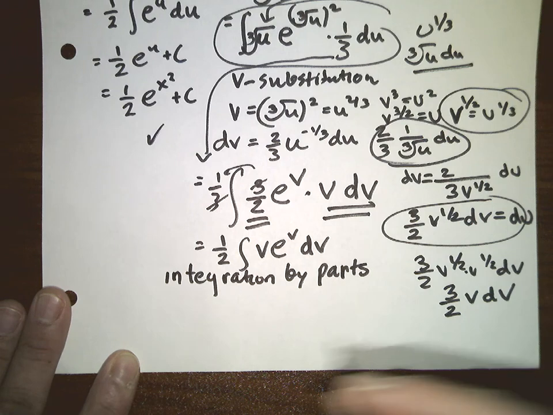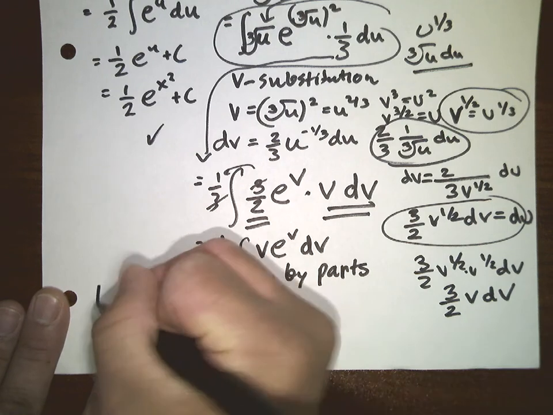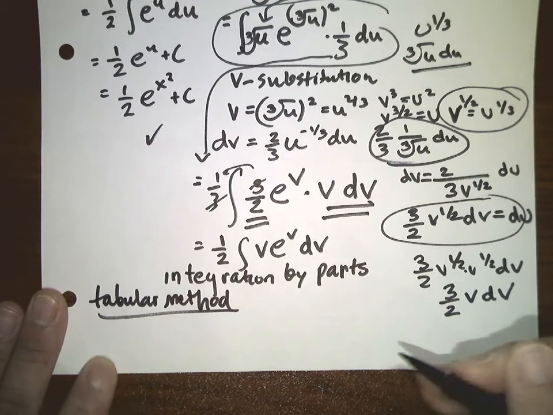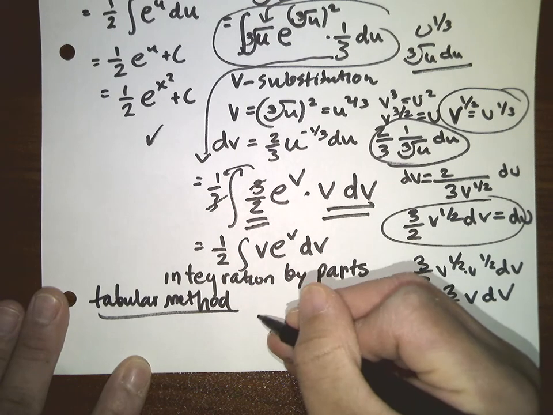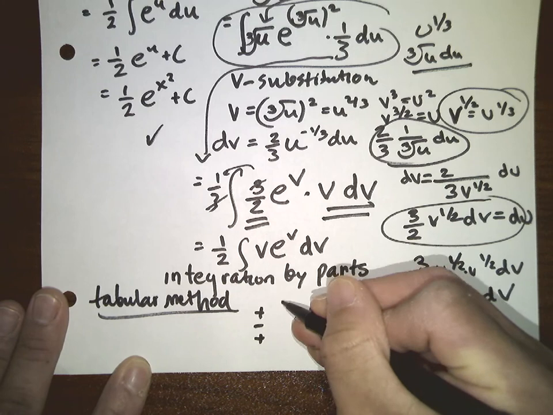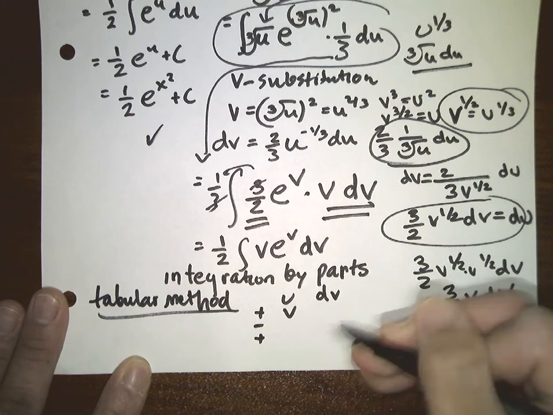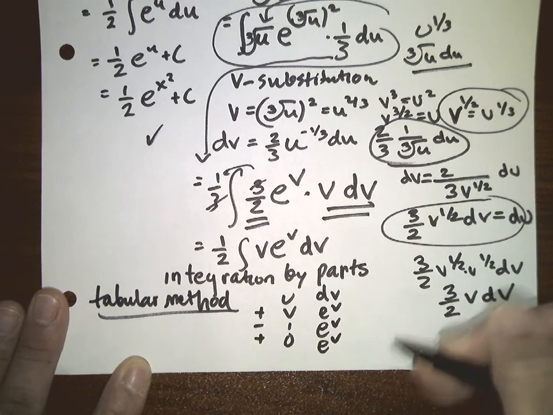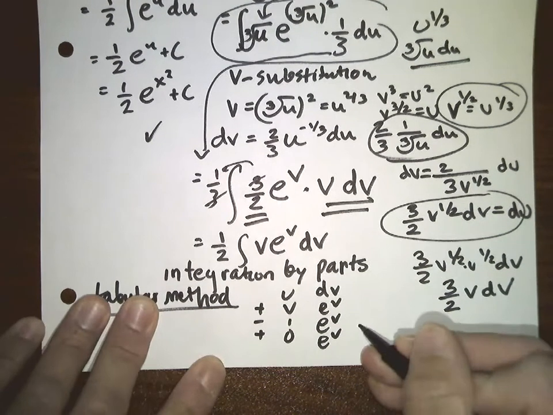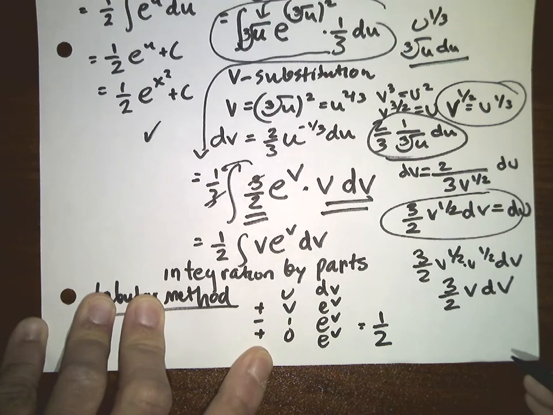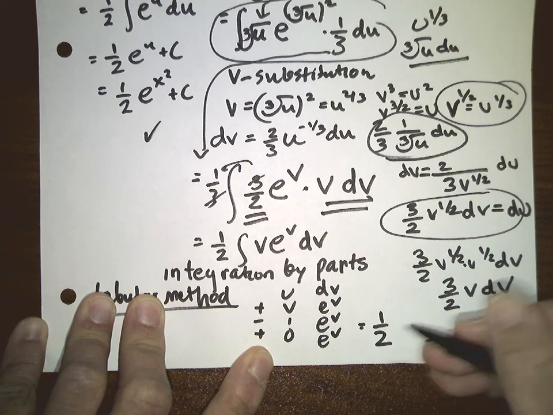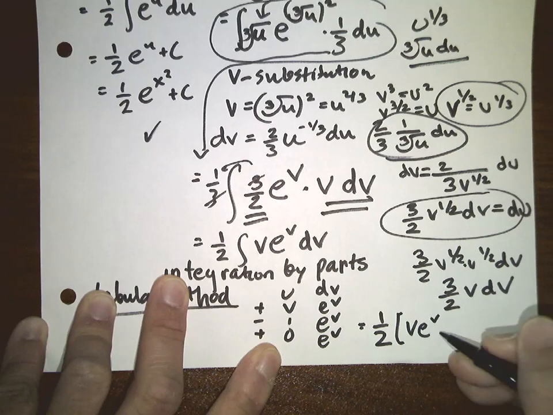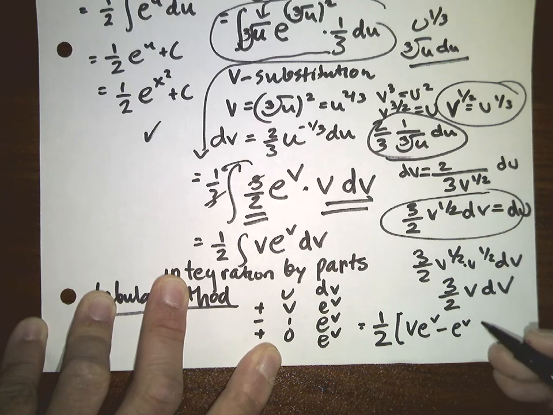So then what I would do is, let's just use the tabular method here. So the tabular method, you have the plus minus plus, and then u dv. So v, 1, 0, e to the v, e to the v, e to the v. So this integral is 1/2 times v e to the v minus e to the v.